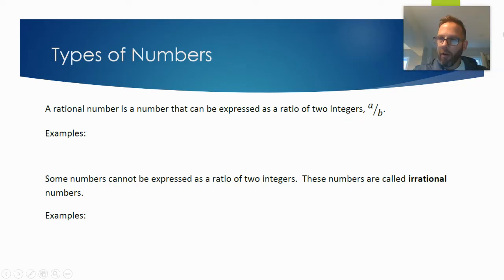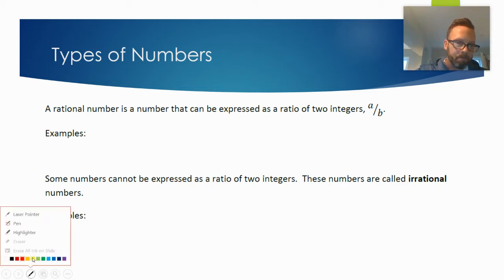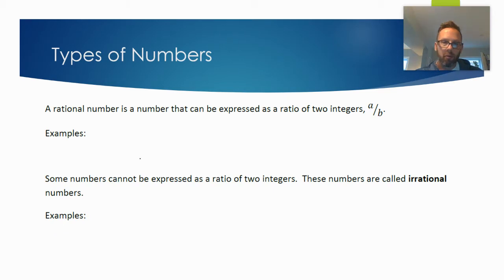We're going to start with talking about types of numbers. Maybe you've heard this term and maybe you haven't, but a rational number is a number that can be expressed as a ratio of two integers. So that's where it gets its name from. A rational number could be like a fraction, something like 2/3. 2/3 is a rational number because it's one integer over another.